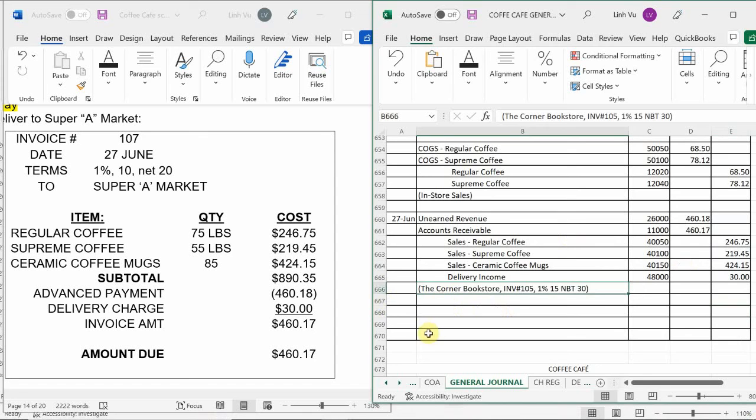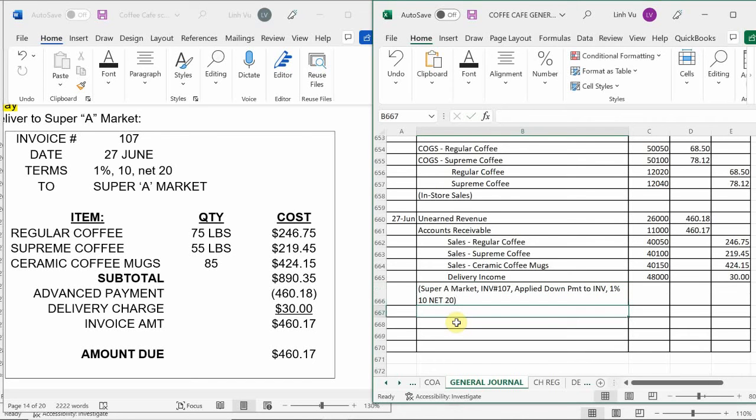So you have all the information you need for this transaction, right? Because we sold to the Super A market. Invoice number 107. Applied down payment to invoice. Okay. And we gave them terms, 1% if they paid within 10 days. If not, they are due in 20. Okay.